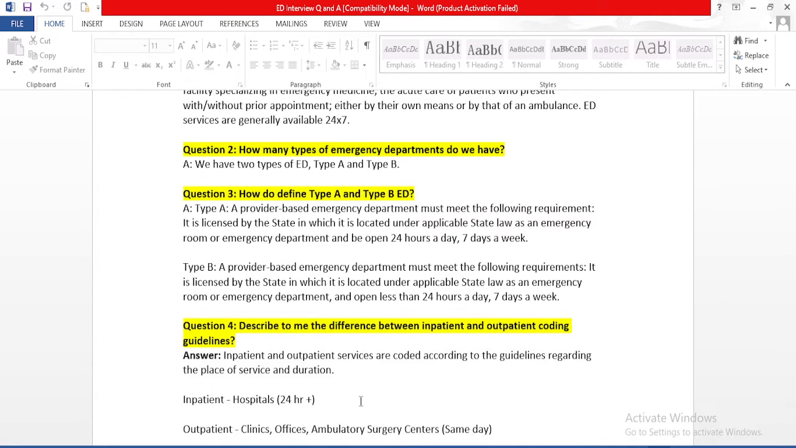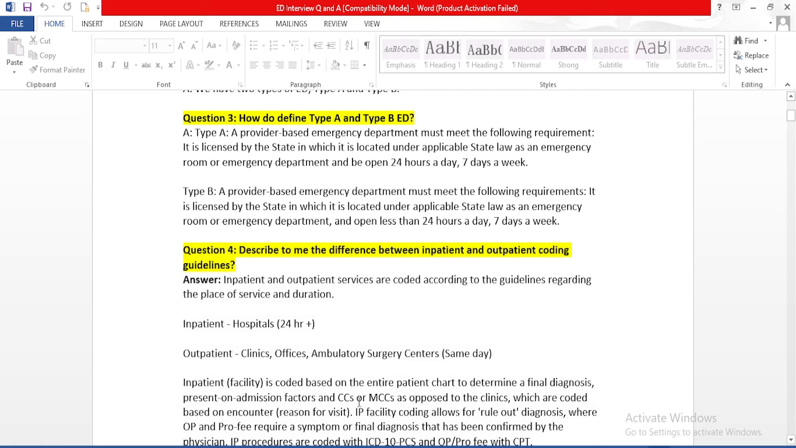Next question. How many types of emergency department do we have? Usually we have two types of emergency department, type A and type B. So next question, how do we define type A and type B emergency department?